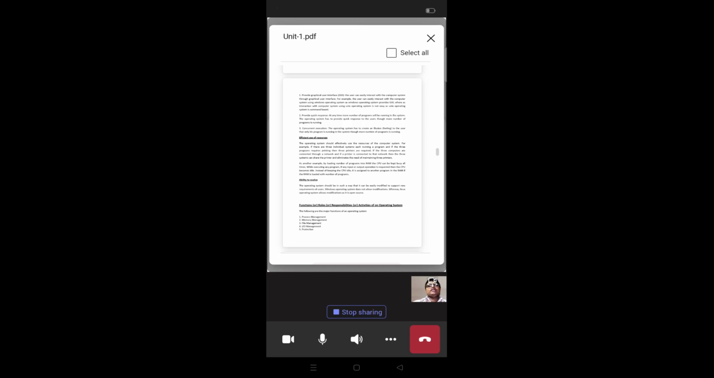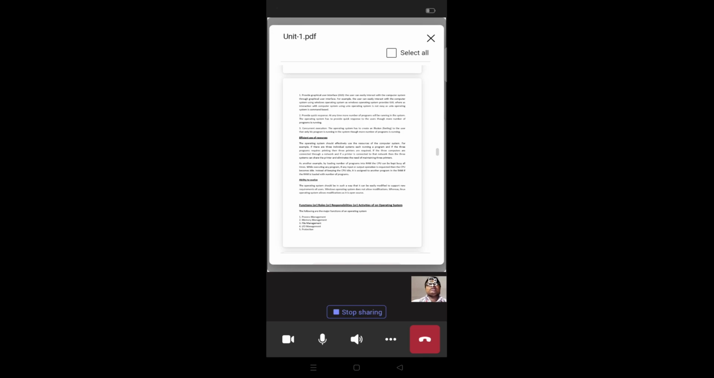And another example, by loading a number of programs into RAM, the CPU can be kept busy at all times. While executing any program, if any input or output operation is required, instead of keeping the CPU idle, it is assigned to another program if the RAM is loaded with a number of programs.